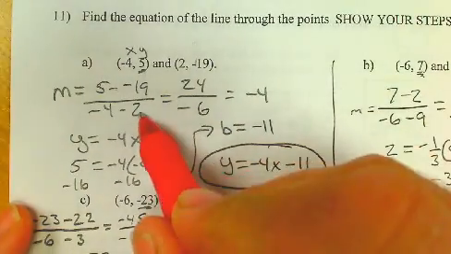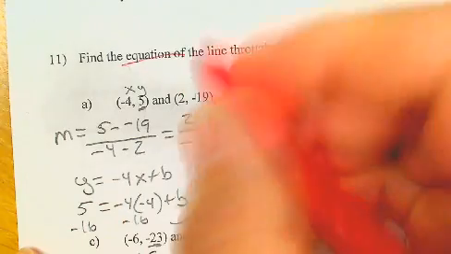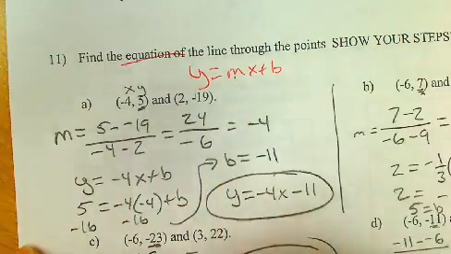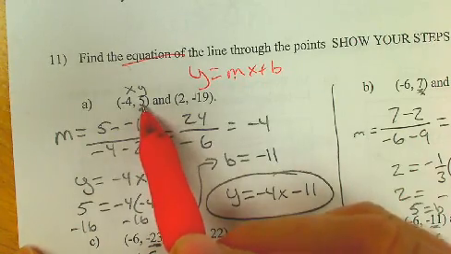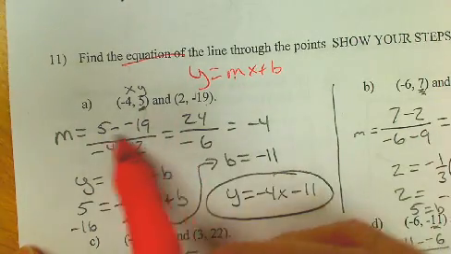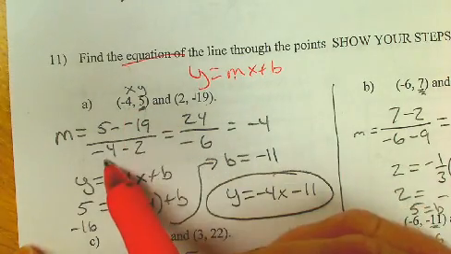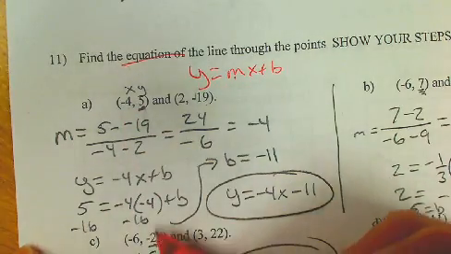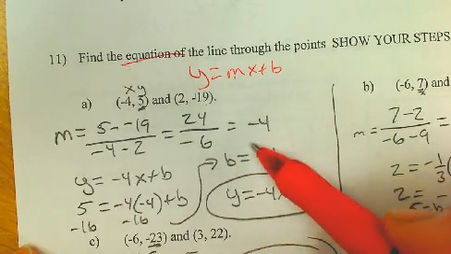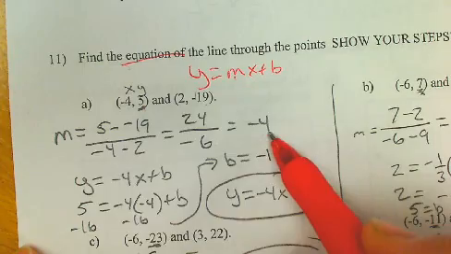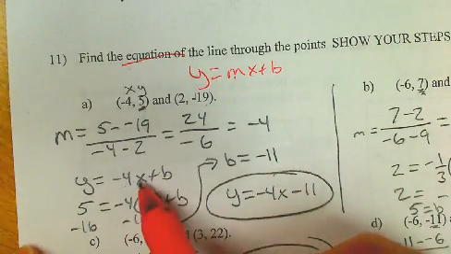To find the equation of a line, it's y equals mx plus b. So my m is the slope, so I first find the slope by going 5 minus a negative 19. And then if I use the 5 first, I have to use negative 4 first. So negative 4 minus 2. Subtract them, and divide, and you get negative 4. So now I know my m. I just need to find my b.